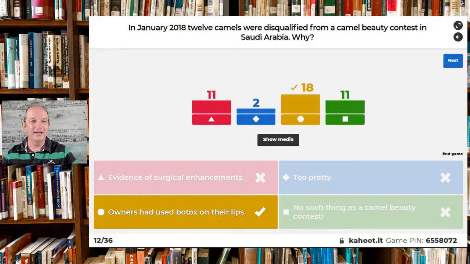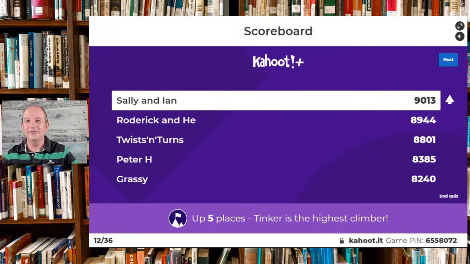And here we go. A little bit of a change around there. Roderick's dropped down a place, Salianine at the first. Not too much changing, but Tinker up five places again, still in the running there. So well done. And that's the end of round two.